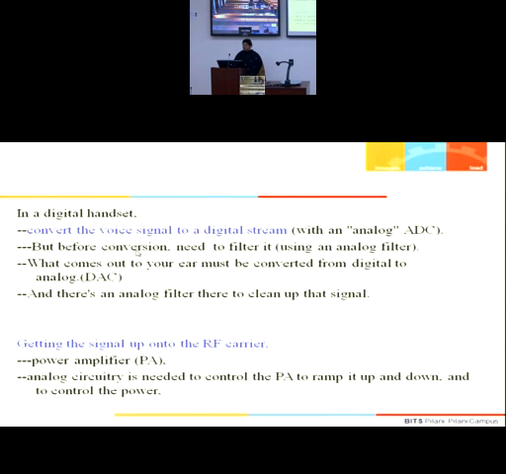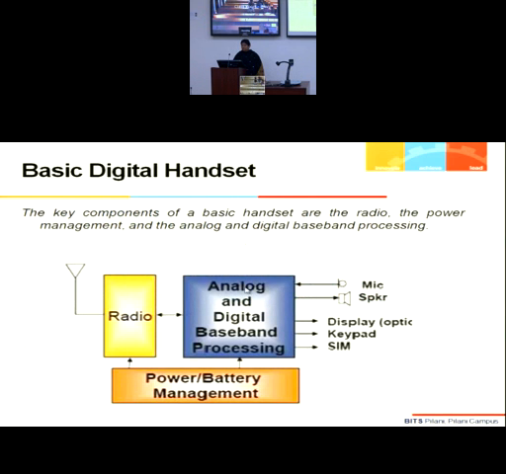Okay, so before conversion you need to filter it. Whatever you are getting, you need a DAC for that, if you need to filter it out. And then there is an analog filter to clean up the signal and remove the noise from that. So it may look like a single block, but within that block there are too many modules and sub-modules.